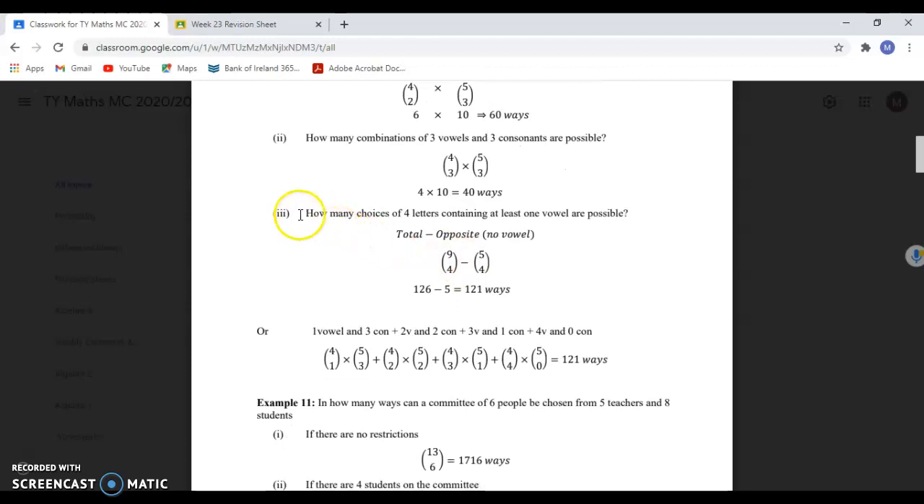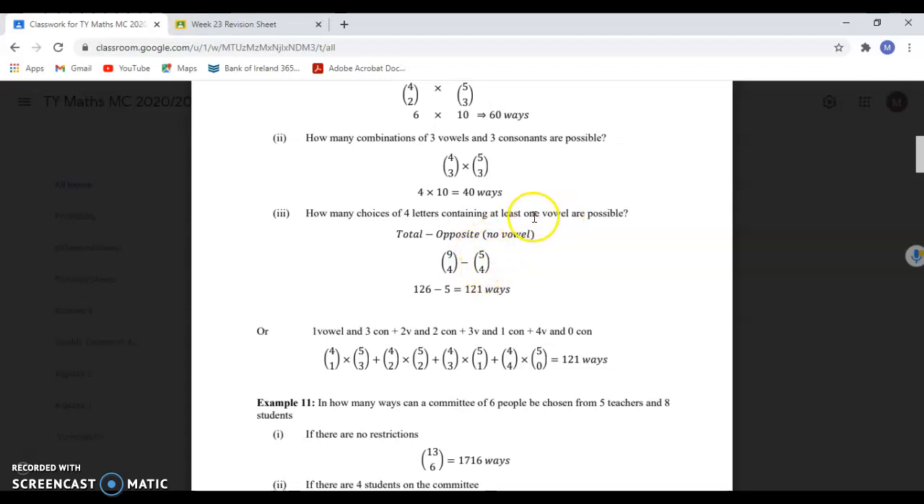How many choices of 4 letters containing at least 1 vowel? Again, if I see at least, it should trigger me to say the total minus the opposite. The total minus the opposite. So the total with no restrictions, so it's 9 choose 4 minus 5 choose 4.